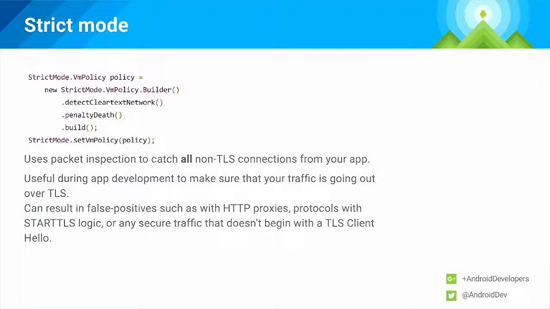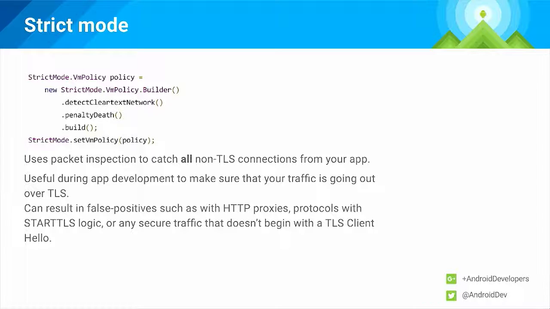So first of all, the strict mode support. The goal of this is, while you're developing, you use your standard strict mode stuff to detect clear text traffic, notify you, crash the app, whatever. That way, as you're developing, you can find these issues. And the way the strict mode detection works is it actually does packet inspection of every single connection that leaves your UID for your application. And it checks to make sure that the very first thing it sends is a TLS client hello, basically the start of that secure handshake.